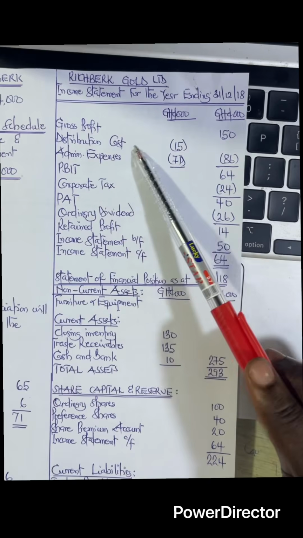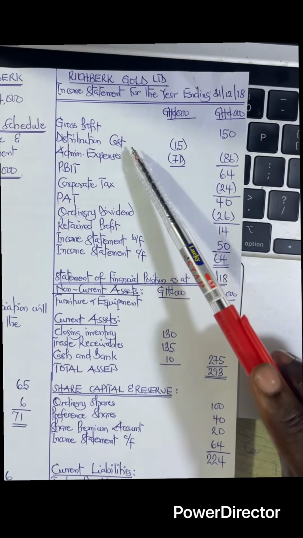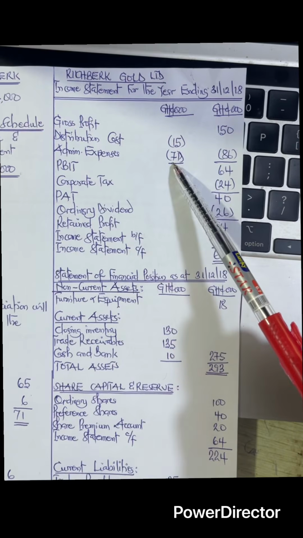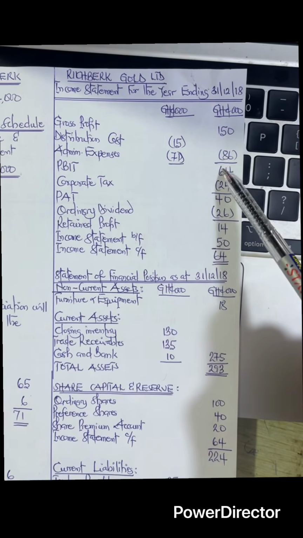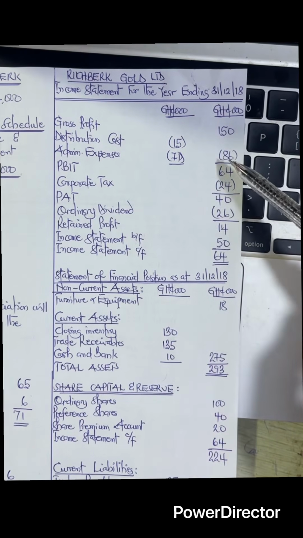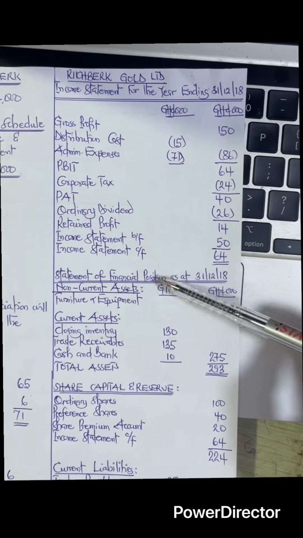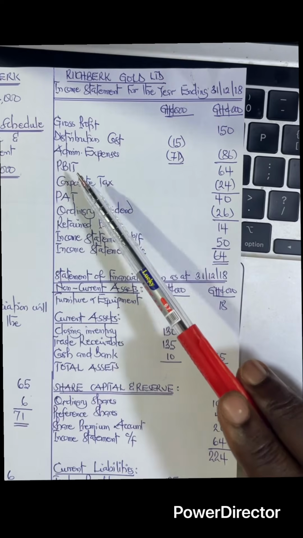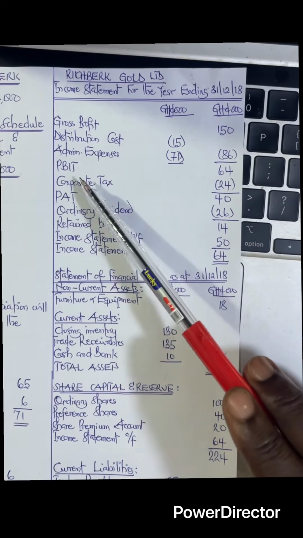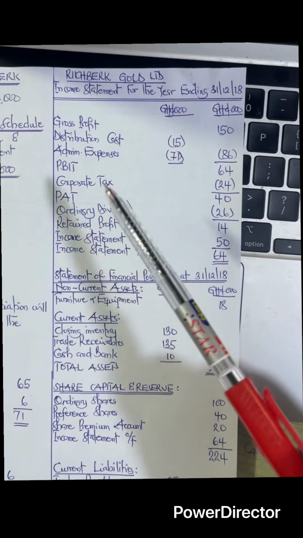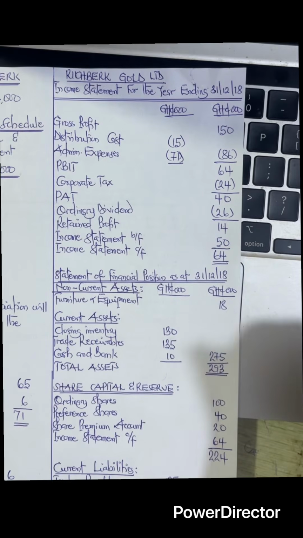With the income statement, you have gross profit. You deduct your administrative and selling distribution costs. This is 15, this is 71. You add them, you get 86. 86 minus 150 will give you 64. This gives the profit before interest and tax, that is PBIT, profit that you haven't deducted any interest or tax from.